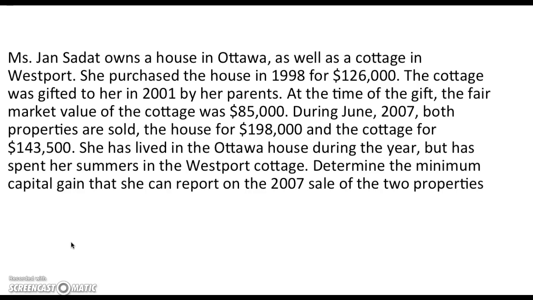So during June 2007, she sold both of her properties, the house for $198,000 and the cottage for $143,500. And she lived in Ottawa and lived in the house, but spent her summers in the Westport cottage. This is really irrelevant in the way we calculate taxable capital gains on principal residence in Canada. We have a designation that we can make. So we're going to try to determine the minimum capital gain that she can report on the 2007 sale of the two properties. Once again, the goal here is to minimize our capital gain by maximizing our tax exemption.